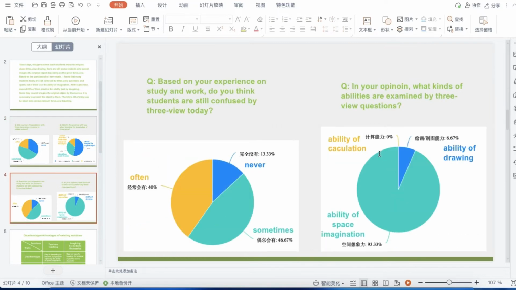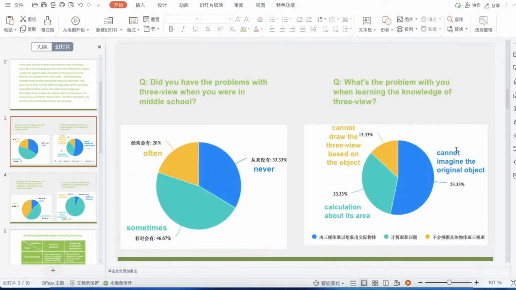So let's say the fourth question first. In your opinion, what kinds of abilities are required by three-view questions? Over 90% of people thought that it requires the ability of space imagination. So we can infer that because the students lack the ability of space imagination, they cannot imagine the original object of three-view drawing.